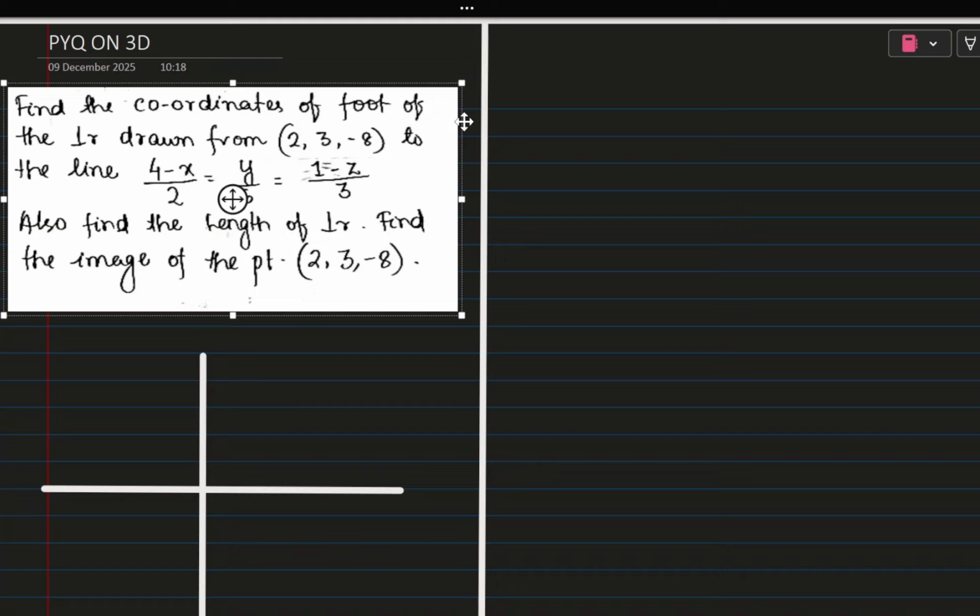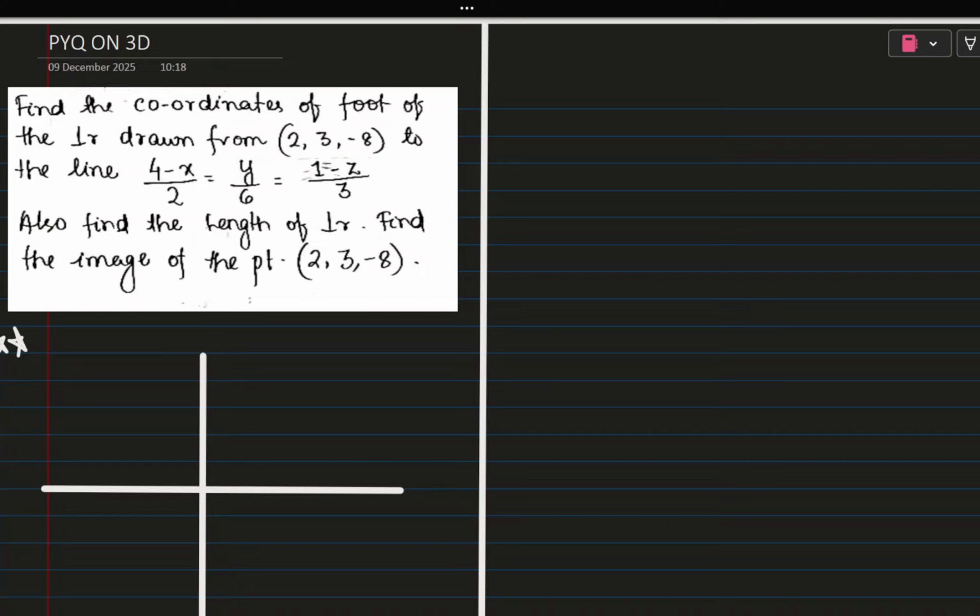So today's topic of discussion will be a PYQ from three-dimensional geometry, and this is one of the most important questions as far as your CBSE goal is concerned. So let us check this question and accordingly we will solve.